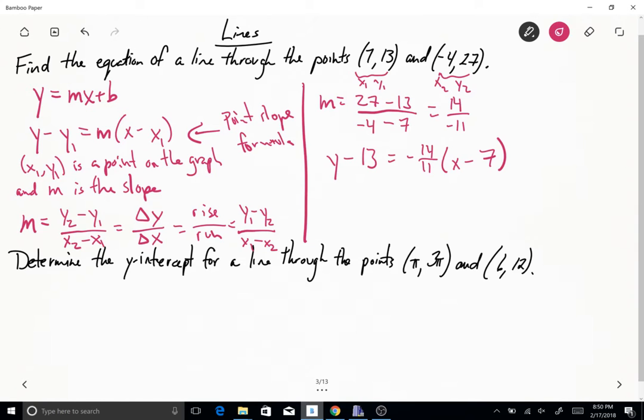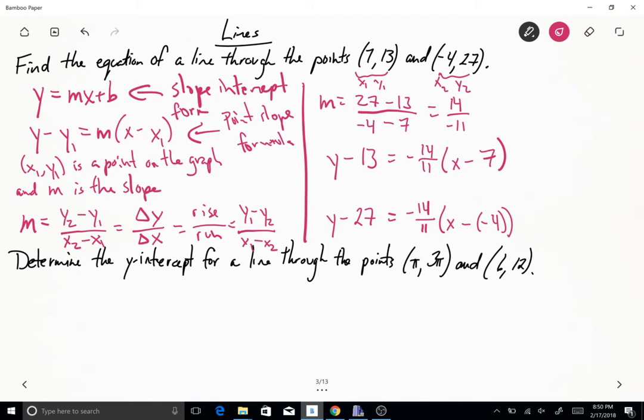Okay, and remember, this is going to be the same as y minus 27 equals negative 14 over 11 times x minus negative 4, or x plus 4. And the way to figure that out, you can just add the 13 over to the other side and then do the multiplication and find your constant. And you can put it in the first form, by the way, which is called slope-intercept form. Okay, so you'd be good to go that way too.